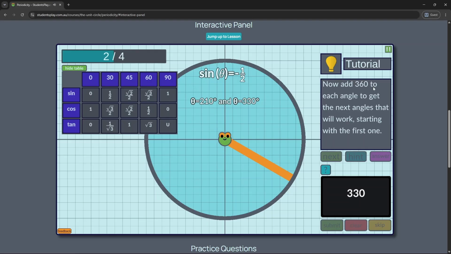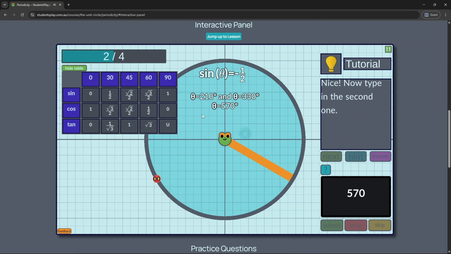Now add 360 to each angle to get the next angles that will work, starting with the first one. Okay, so the first one was 210, add 360 to that. We get 570. Cool. And the second one will be 330 plus 360, which is 690.